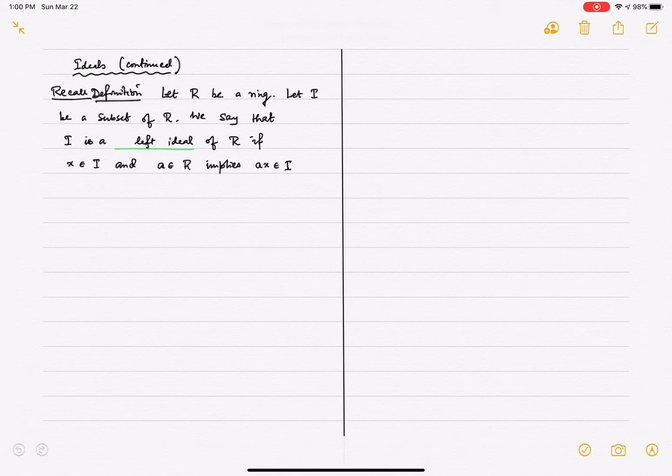Okay, let's talk more about ideals. I have just written down the definition again. Let R be a ring. Written slightly differently, but it's the same thing. Let I be a subset of R. Say that I is a left ideal of R if x in I and a in R implies a times x in I. So when you take an element from I and an arbitrary element from the ring, not necessarily from the ideal, and multiply it on the left with x, the result is still in I. And there's a similar definition of a right ideal.